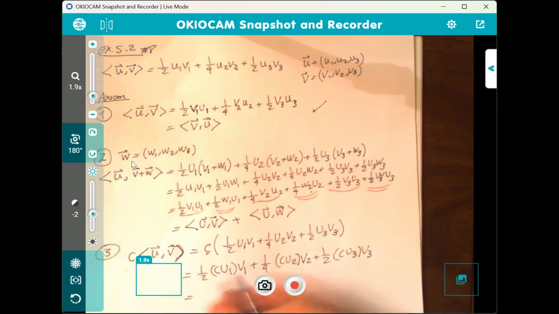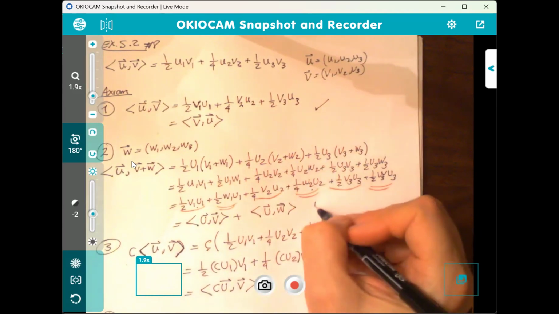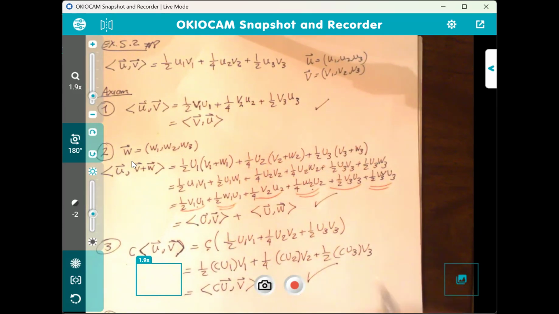Okay, and what is this one? This is simply the dot product of cu with v, right? First vector, vector on the left, vector on the right. So that's the first component of the vector on the left, first component of the vector on the right. Again, that was the very definition. So on and so forth. That's number 3, so it checks. I didn't put my check marks. There you go, check, check.